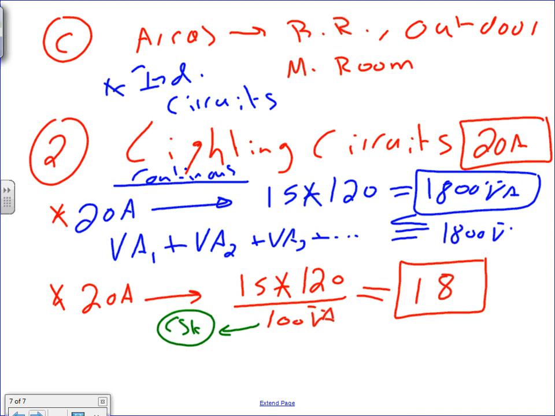18 fixtures. So grab this. How many fixtures do we have here? 1, 2, 3, 4, 5, 6, 7, 8, 9, 10, 11, 12, 13, 14. 14. I can put all these in one circuit. Here's where we become smarter, though.